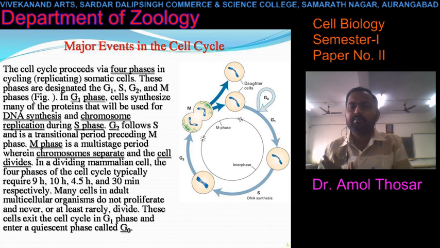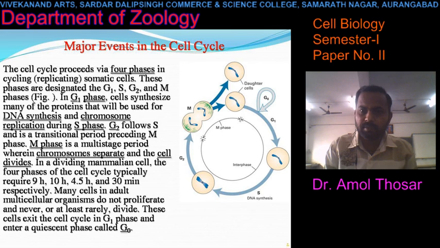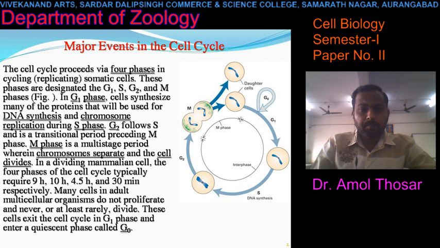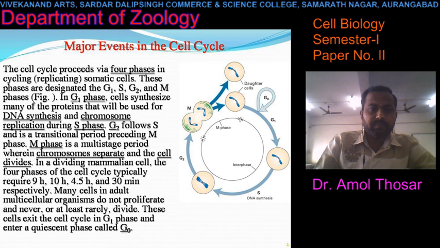G2 is called the second gap phase. G1 is also called the first gap phase, or the first growth phase. Then the M phase is divided into mitosis or meiosis, and lastly cytokinesis. In M phase there are multiple stages, during which chromosomes separate and the cell divides.